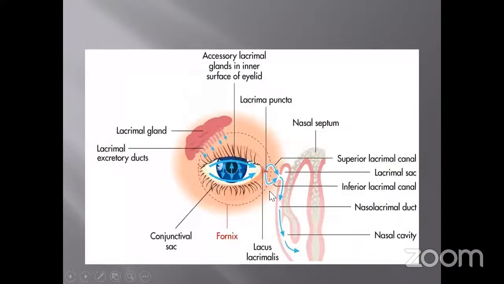So these are the passages. This is how it is produced from the lacrimal gland through the lacrimal duct. It comes to the fornix. From the fornix, it enters the punctum. From the punctum, it then enters the inferior and the superior canaliculi, or joins the common canaliculus, opens into the lacrimal sac, and from there it goes to the nasolacrimal duct and opens into the nasal cavity.